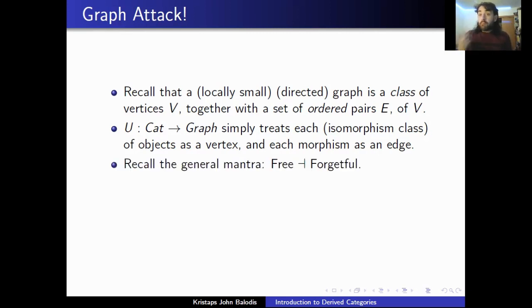Now, there's a general mantra with functors: typically, if you have some sort of free functor and some sort of forgetful functor, they will be adjoint to each other. So the fact that we have some way of forgetting objects in a functorial way should make us suspect that there's actually another functor going in the opposite direction lying around, and that it's adjoint.